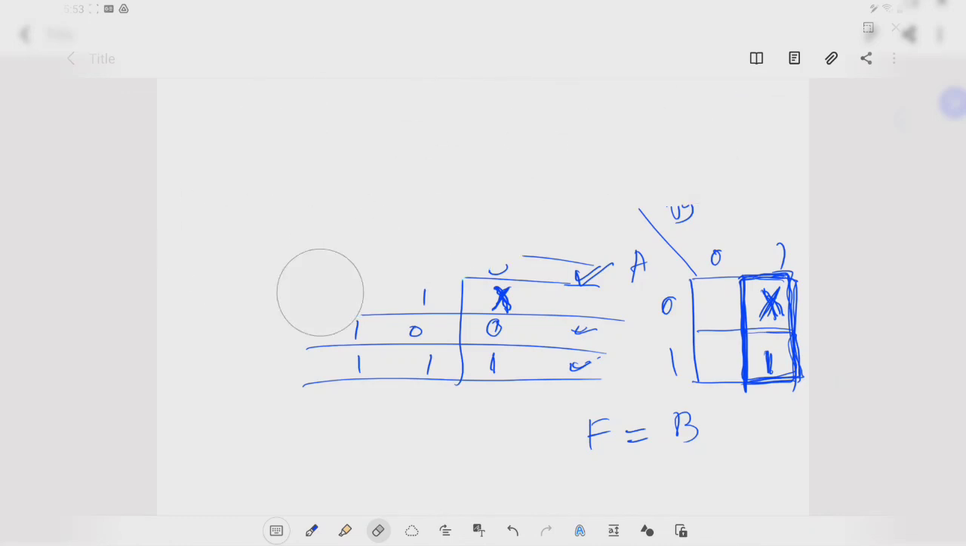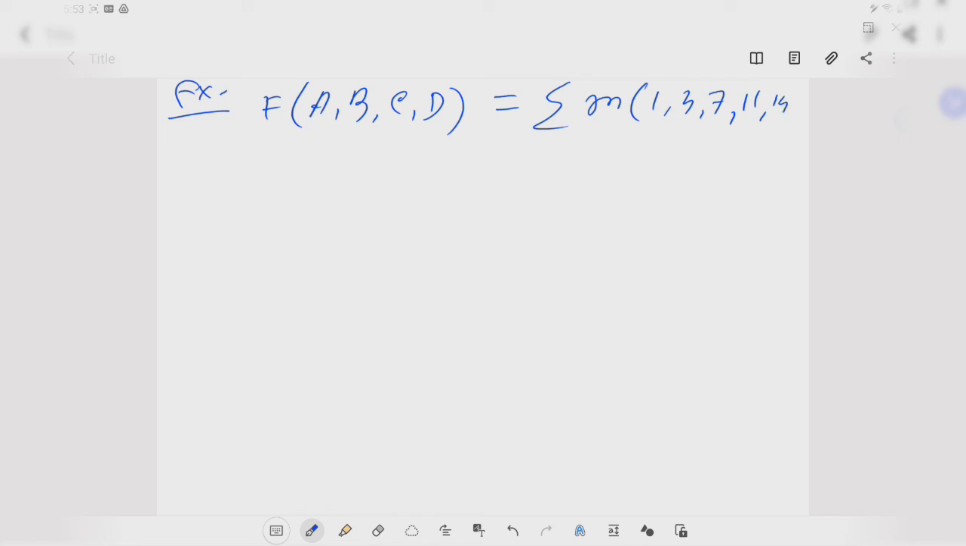Now the last example of this class. We are given a function of 4 variables, a, b, c, d, with minterms 1, 3, 7, 11, 15, and also a don't care function with 0, 2, 5. Now we need to simplify the function by considering the don't cares.